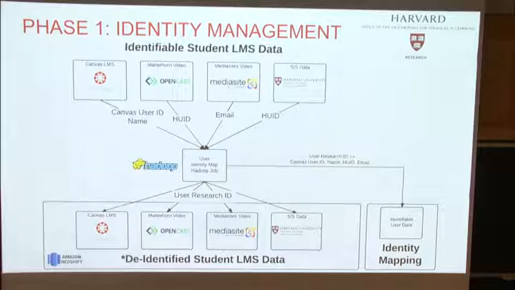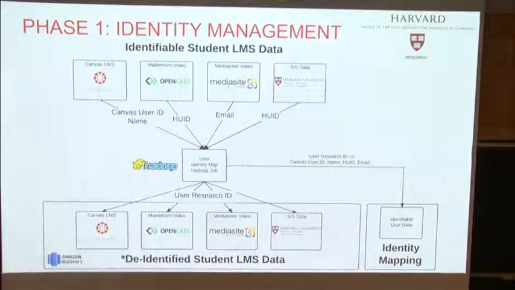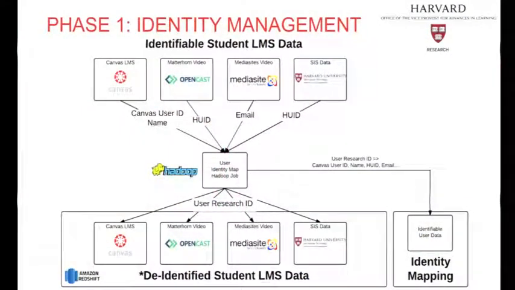All the users are recorded differently in each of those data sources. On Canvas, there's a Canvas user ID and name. On Matterhorn, HUID is used. On Metasites, email is used. In the SIS data, HUID is used. So that all goes into a user identity map Hadoop job, which then processes the data and assigns a user ID if that user doesn't exist. It's a random 128-bit, 32-character string ID that's basically meaningless, but it's universally unique for that user, and puts them in a row in this table.